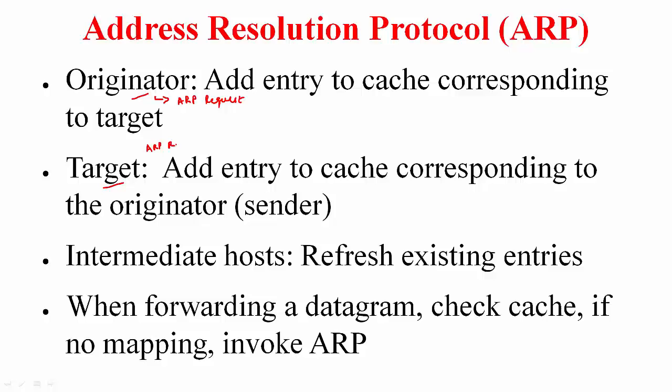So it will generate this ARP reply packet. And then there are these intermediate hosts which, based on what they observe, use a cache to refresh entries. This caching mechanism I will also cover shortly.